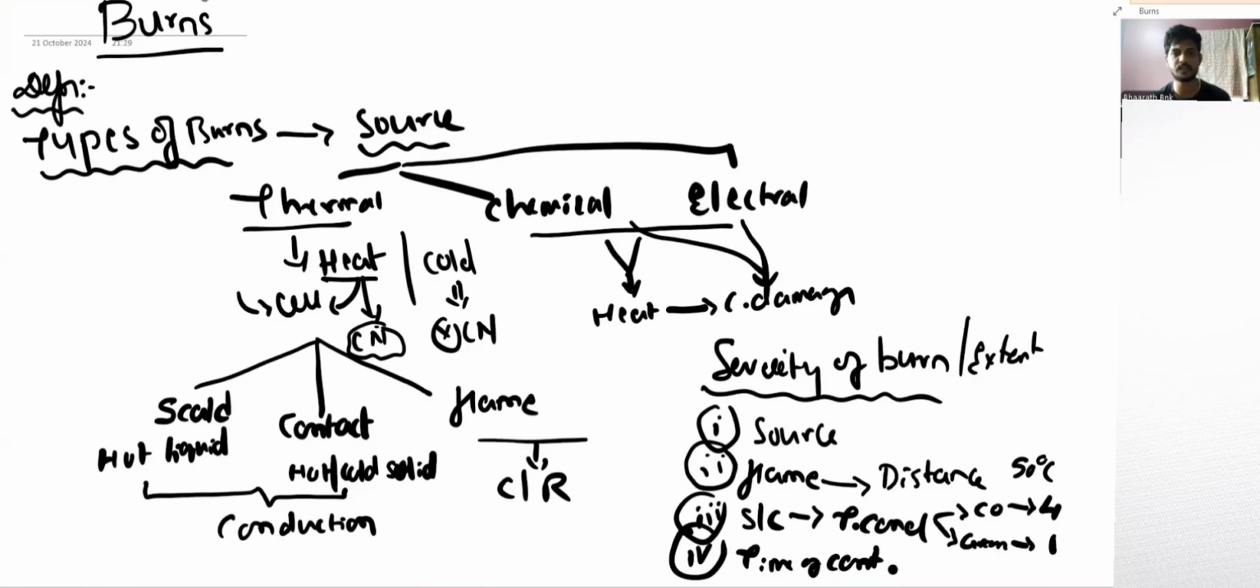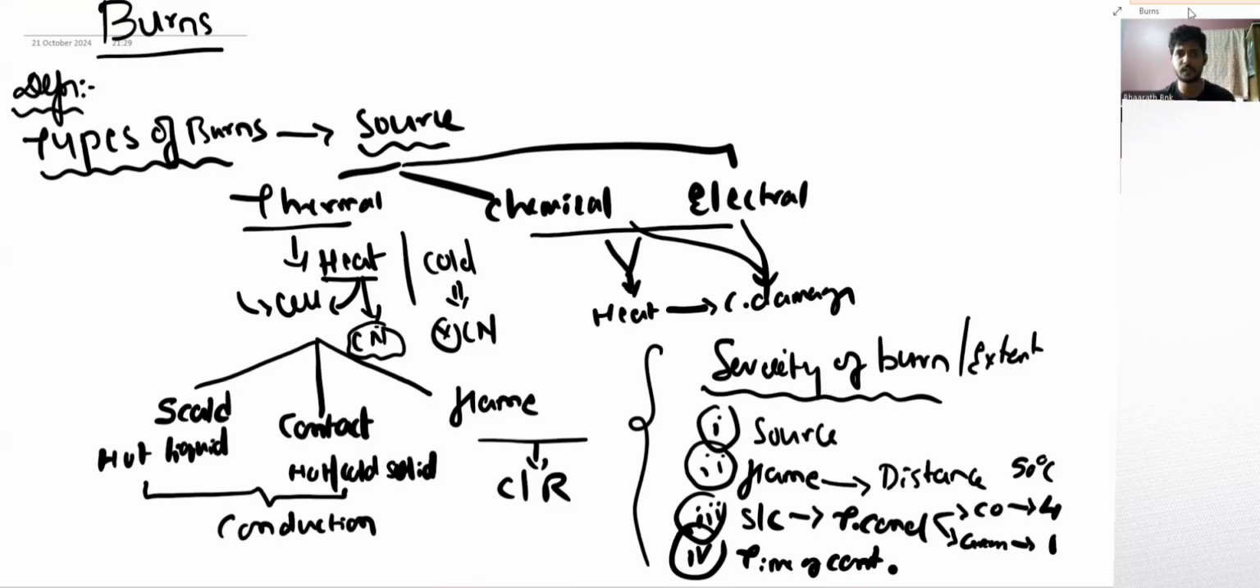So this is the classification depending upon the type of the burn or the source of a burn, where it is thermal, chemical, or electrical. In thermal, it can be a scald, a contact, or a flame. And severity of the burn depends upon the source. It depends upon the distance from the source if it is a flame burn, and upon the thermal conductivity of the source if it is a scald or contact. Also, it depends upon the time of the contact. Right? This is one classification for the burn depending upon its source.